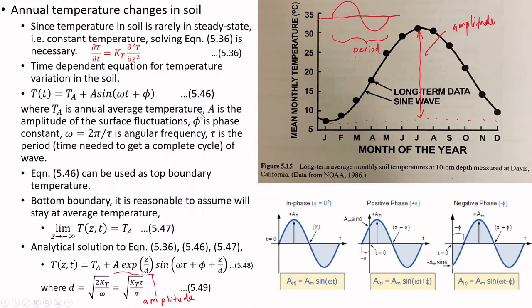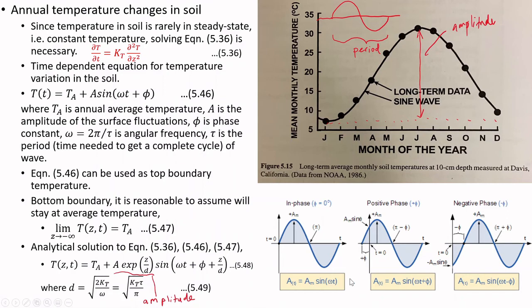annual average. TA is the annual average temperature, plus A. A is the amplitude of the surface fluctuation. So for example, you have a temperature change. Then you have the amplitude, how high that is, the amplitude. So that's A, all right? And phi is a phase constant.